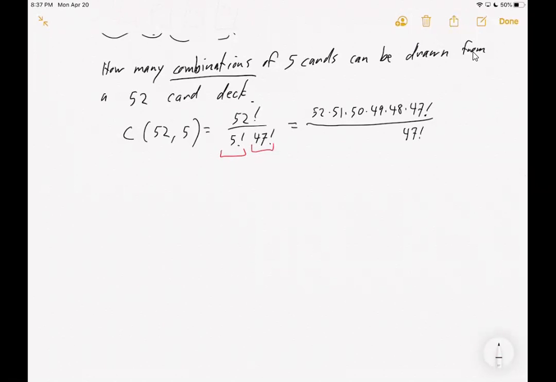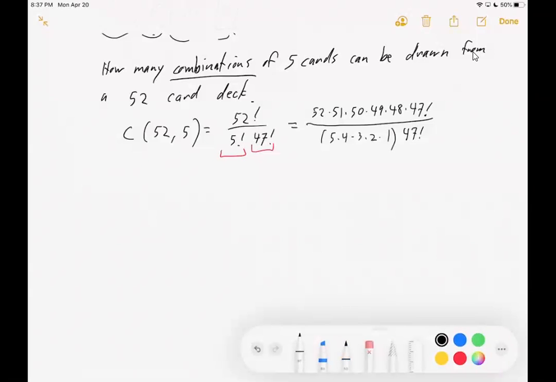Now, the denominator also has a 5 factorial. I do want to expand that into 5 times 4 times 3 times 2 times 1. So that's 5 factorial written out. Okay, so we didn't need to write out the 47 factorial. Computing these by hand is not too bad as long as one of the factorials in the denominator is almost as big as the numerator factorial. And then you can look at what's left and you can simplify.